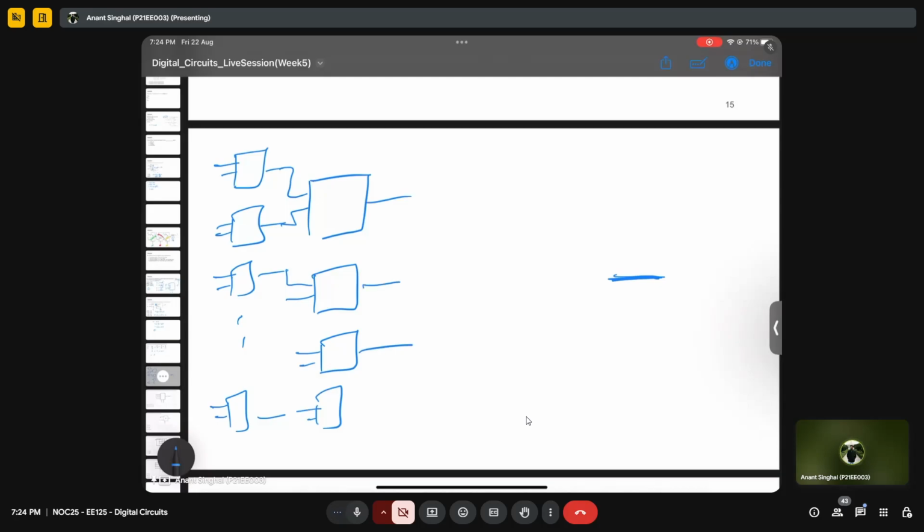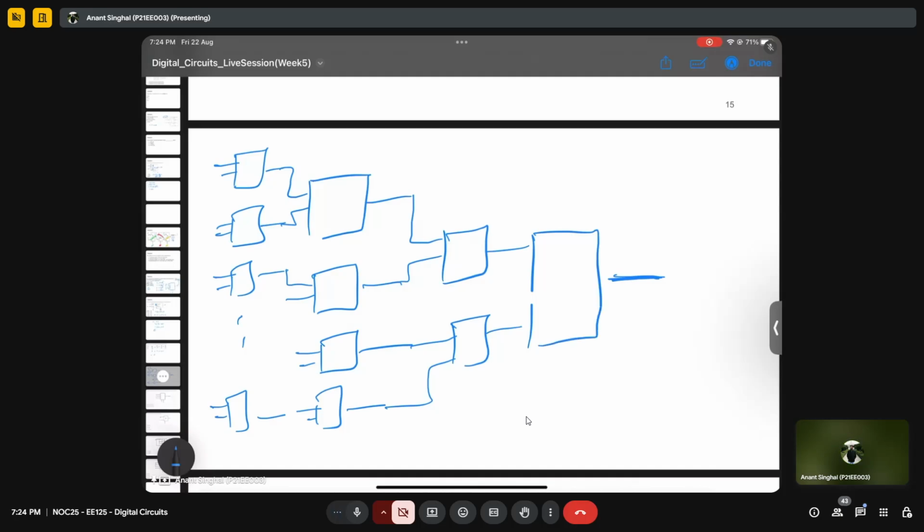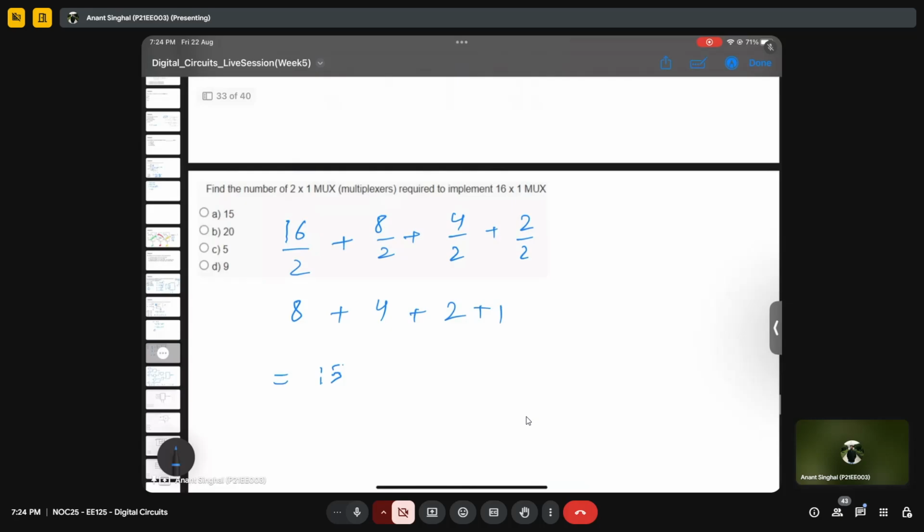Now these will have 4, right? So again, you need to give 2 more to have, let's say, 2 outputs. So again, this will have 2, and then finally, yeah, you can say this. So this will be 8 plus 4 plus 2 plus 1, that is 15. Is it clear to everyone? Option A is the correct answer.